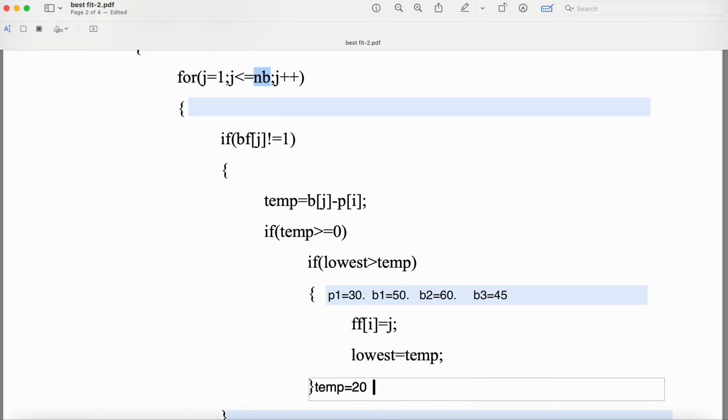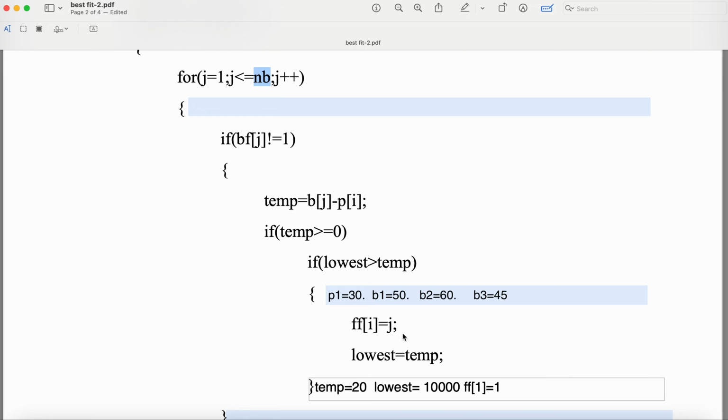If lowest is greater than or equal to temp, what is the initial value of the lowest? The initial value of the lowest is 10,000. 10,000 is greater than temp. Yes, the condition is true. So what we have to do? F of 1 equal to 1. So that means we are storing the first process, P1, in the first fragment.